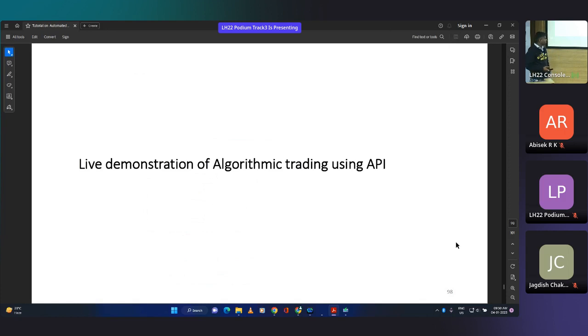Now we can discuss how to do this on actual data. The time is roughly 10 and the market is live, so we can do this on live data. For this I need to connect my computer. I require 2 minutes.